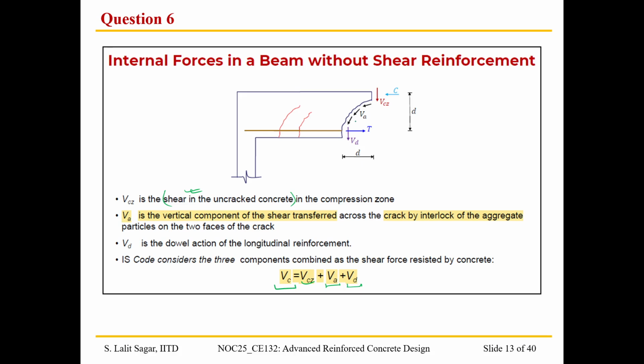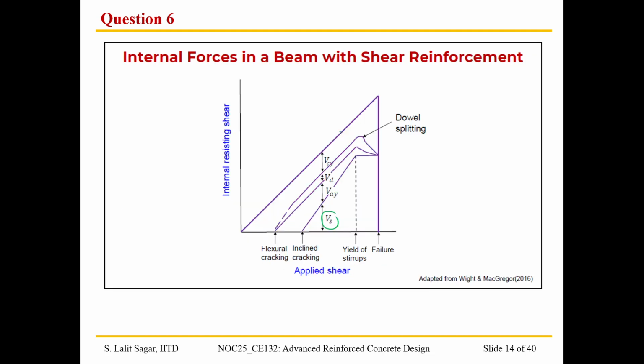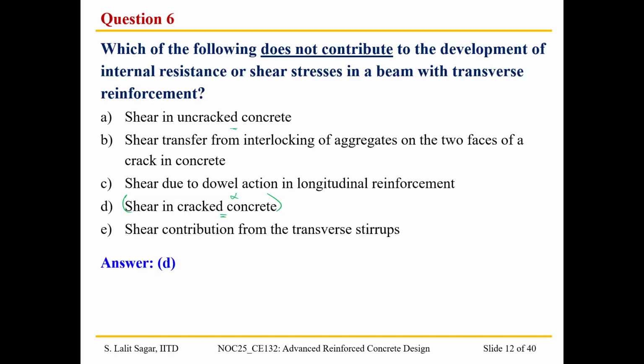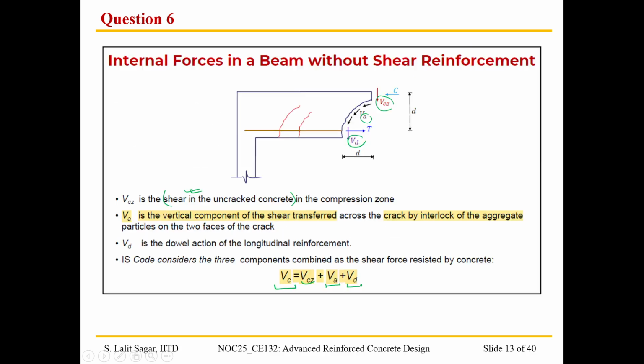So here, initially we are going to consider the resistance as a sum of the resistance by the uncracked concrete, then the interlocking of the aggregate in the concrete, then the dowel action due to the longitudinal reinforcement, and ultimately the resistance from the transverse reinforcement or the shear reinforcement or the shear stirrups. So option D is the incorrect statement and the right answer for this particular question. We'll proceed to the next question now.